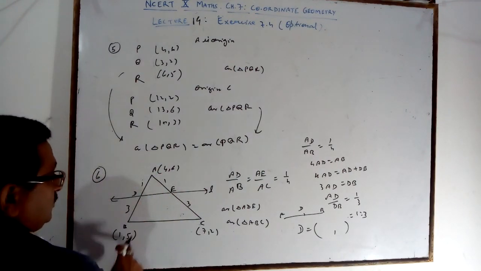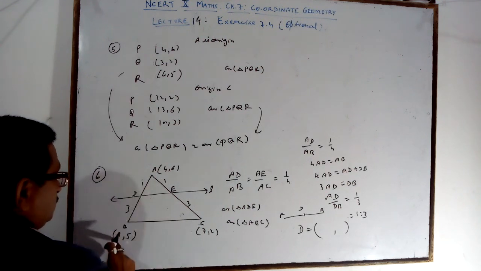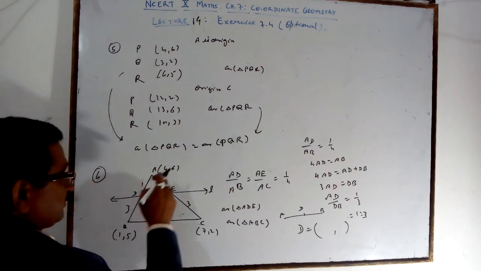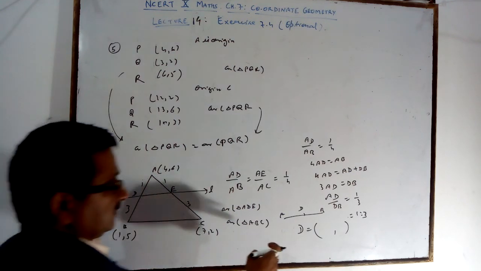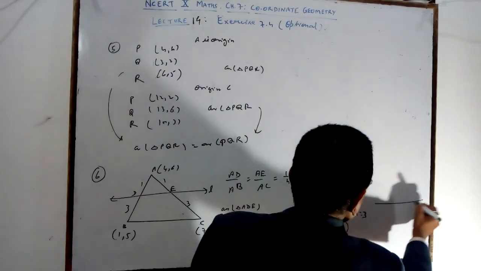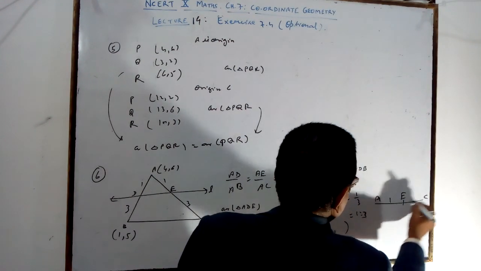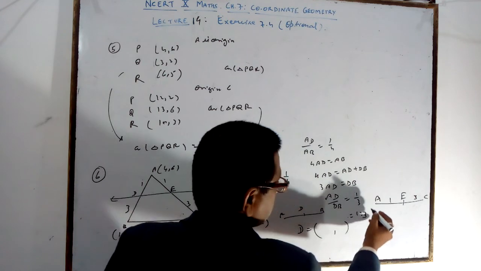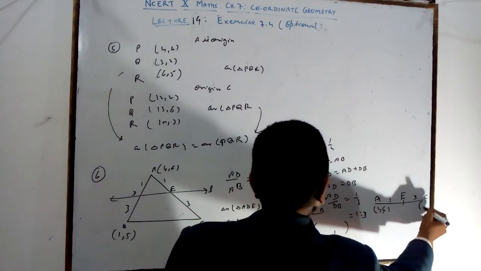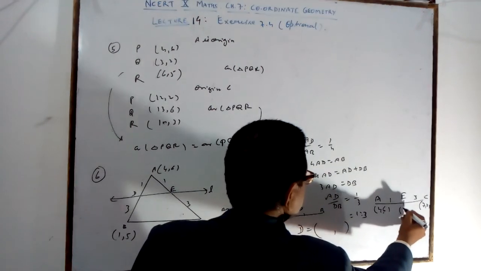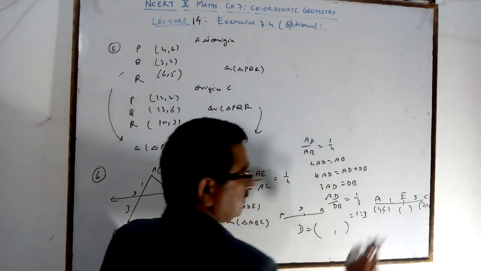With x1, y1, x2, y2: 3 into 4 plus 1 into 1 upon 3 plus 1, and 6 into 3 and 5 into 1 upon 1. This is the coordinates of D. Like this you calculate the coordinates of E. It is A and it is C, with ratio 1 to 3. So write the A coordinates 4, 6 and the C coordinates 7, 2. Find the coordinates of E: 1 into 7 plus 3 into 4 by 1 plus 4.